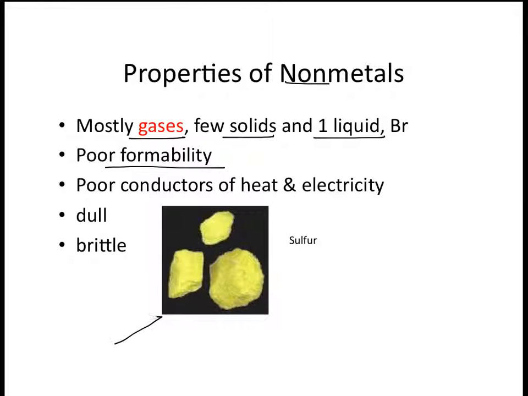Take a look at this picture of sulfur. If we tried to flatten that, it would just crumble. And so we find that there isn't really any malleability or ductility to nonmetals, and they are very brittle. Of course, they are the opposite of shiny. High luster means low luster or dull in nature, and they are poor conductors of heat and electricity.